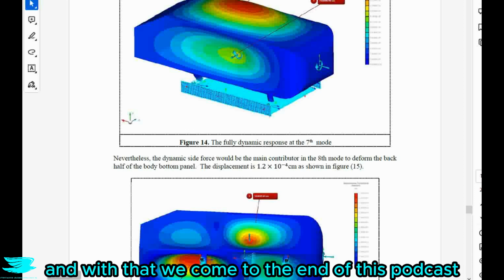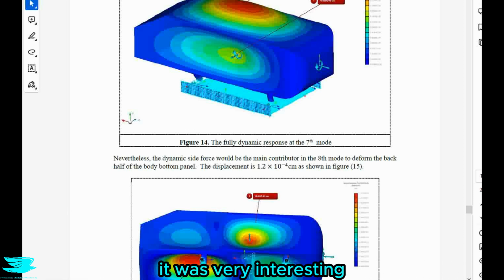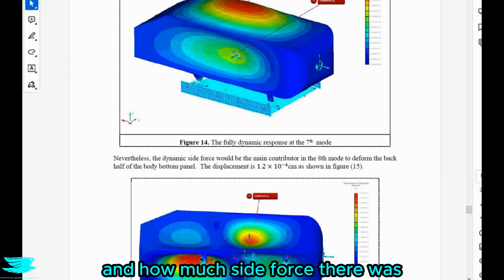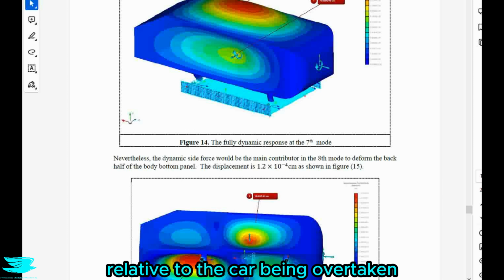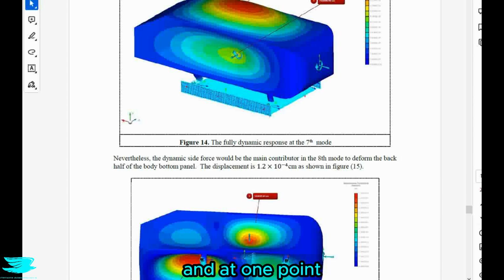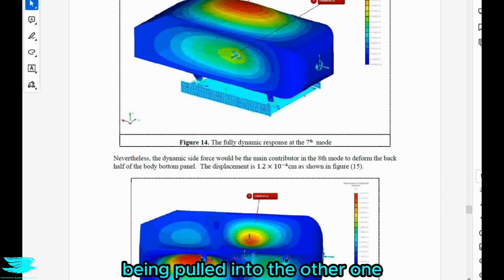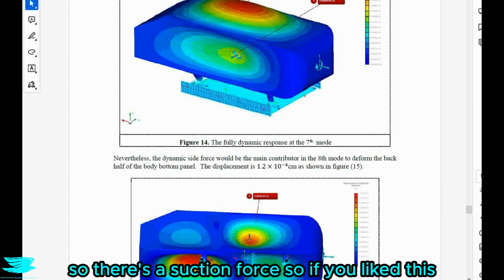And with that, we come to the end of this podcast. It was very interesting seeing just how much the drag coefficient was affected and how much the side force there was, and how that changed depending on where the overtaking car was relative to the car being overtaken. And at one point, the overtaking car was being pulled into the other one, so there's this suction force.